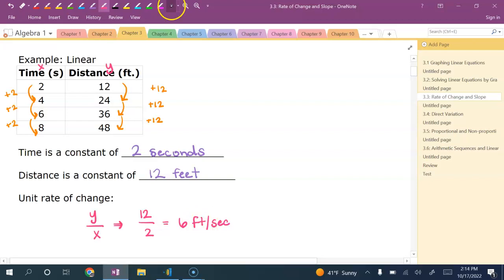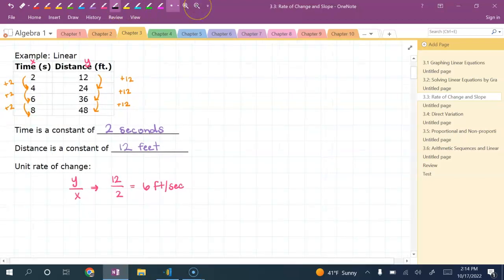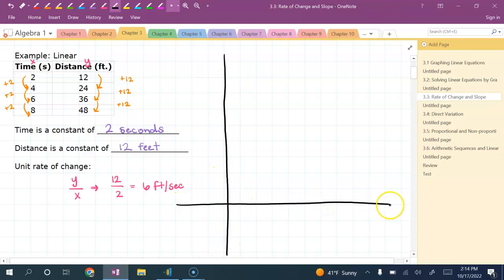Now, if you think about what that would look like on the graph, I'm going to have to change my scale a little bit here because my numbers are getting quite big, so I'm not going to be able to fit all of my points on here. What I'm going to do for my x values is I'm going to have this go by 2s. And I'm going to have my y values go by 6s.